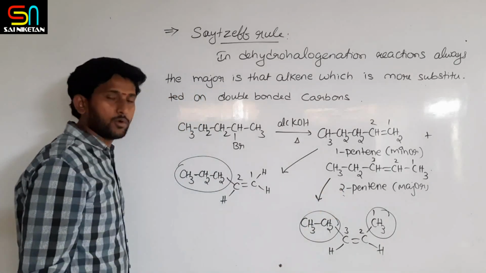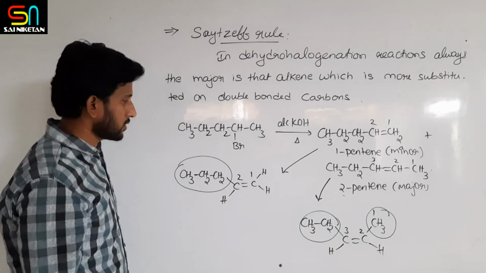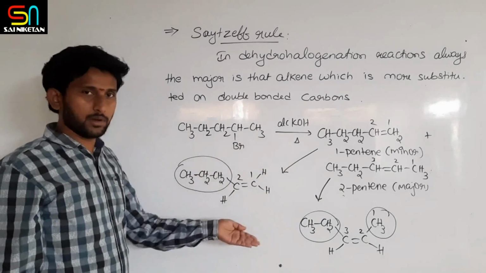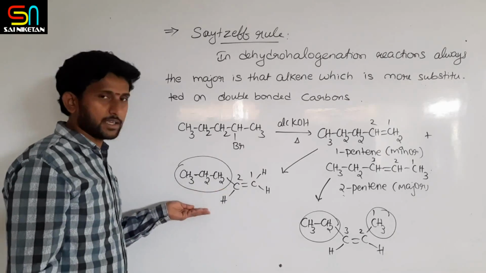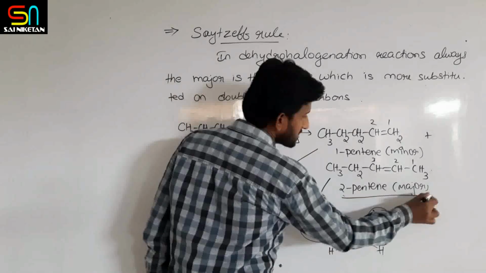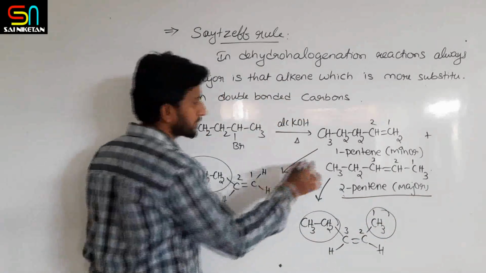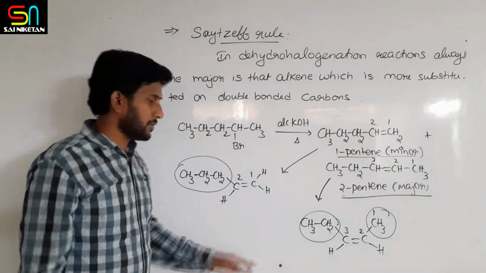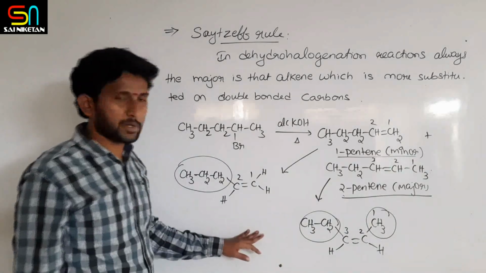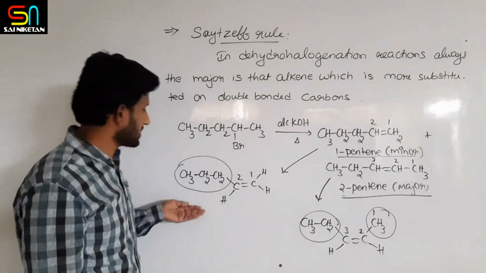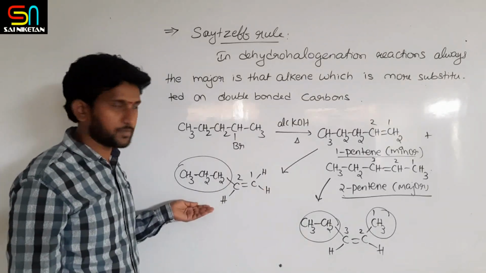2-pentene is more substituted. So more substituted alkene, more stable. Less substituted alkene, less stable. That's why 2-pentene is the major product, more stable. 1-pentene is the minor product, less stable. Why? Because for alkenes we explain through hyperconjugation, right? The more the hyperconjugation, the more the stability. Less hyperconjugation, less stability.